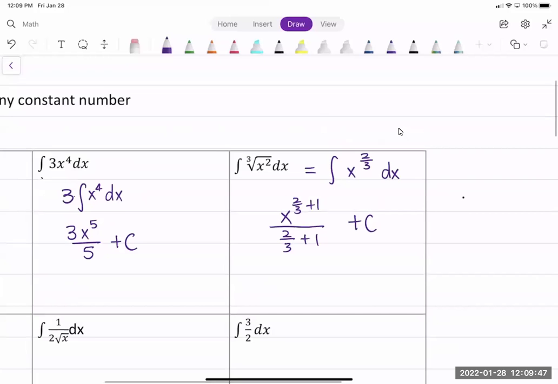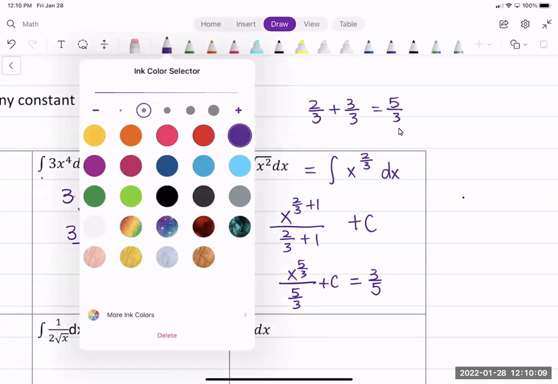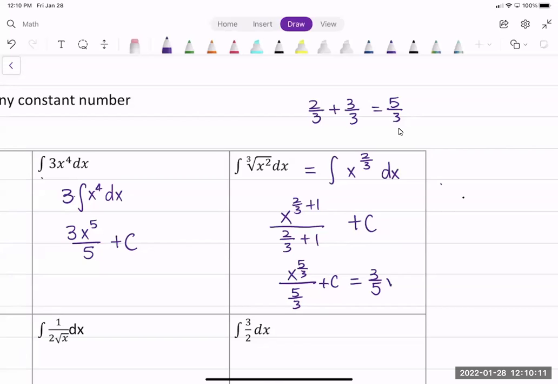And what is 2/3 plus 1? 2/3 plus 1 means 2/3 plus 3 over 3, which is 5 over 3. And I'm going to have x to the power 5 over 3 over 5 over 3 plus c, and that equals 3/5 x to the power 5/3. I'm going to make that become the radical, so it's going to be 3/5 times the cube root of x to the power 5, and then plus c. Okay.